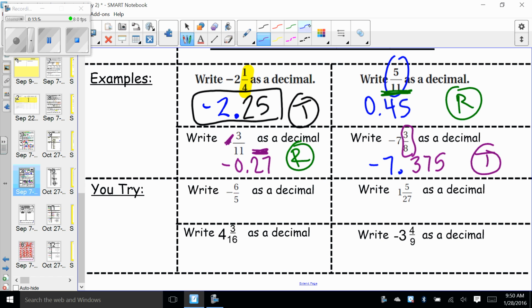In the next example, then, we have a negative attached to the top. We have -6 divided by 5, which gives us -1.2. Now, that is a decimal that stops, so we're going to say that's terminating. To terminate means to stop.